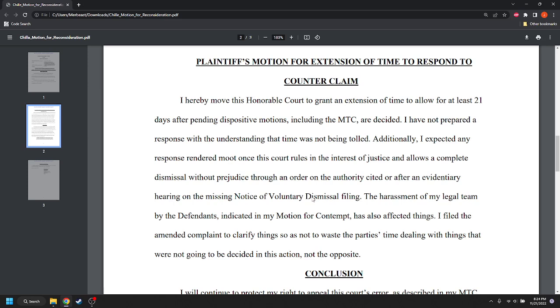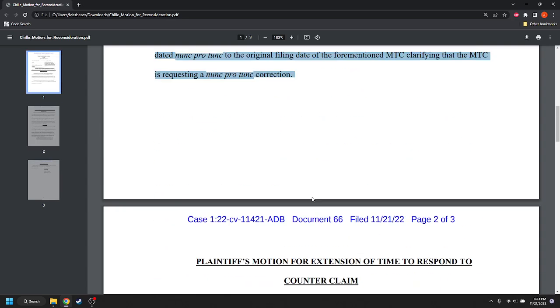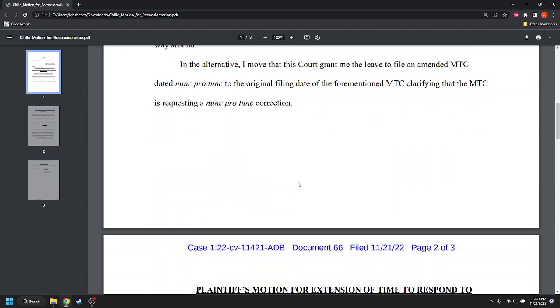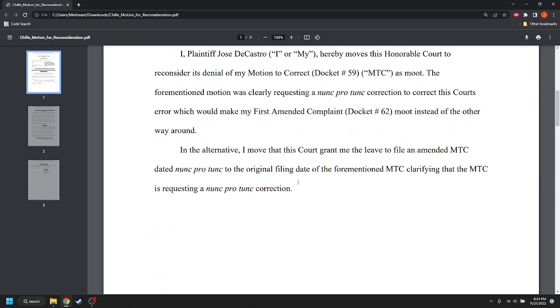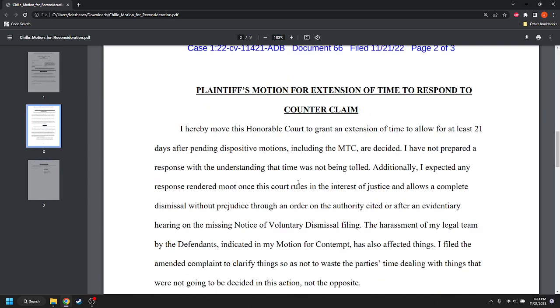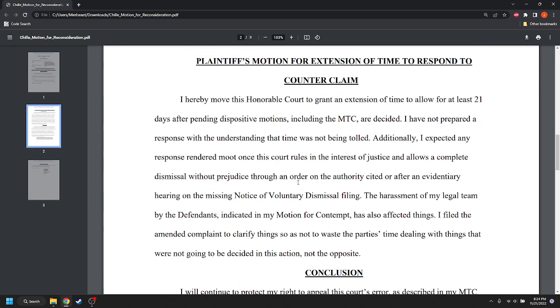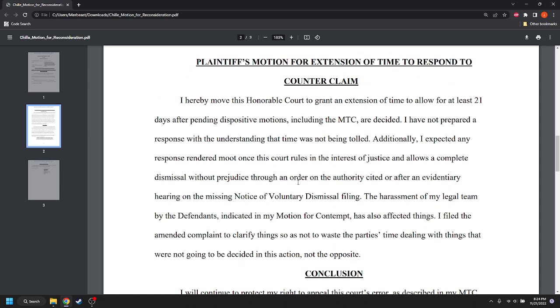Plaintiff's motion for extension of time to respond to counterclaim. I hereby move this honorable court. So that's kind of weird that we don't have any authority or anything like that. It's just, hey, can I do this? But okay, I mean, he's a pro se litigant. But we've moved on now to his motion for extension of time to respond to counterclaim.